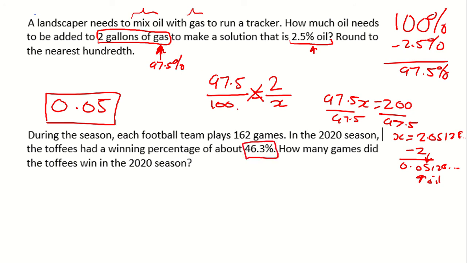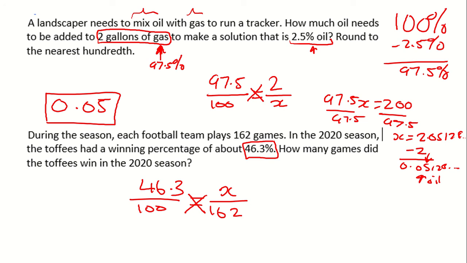So if we're going to use cross product, I can simply say 46.3 out of 100. That's what they won in terms of percentage. But in terms of the games, I know that they played 162 games in total, so that represents 100%. I'm trying to work out how many games they actually won. What was 46.3%? So we can use cross product for this.